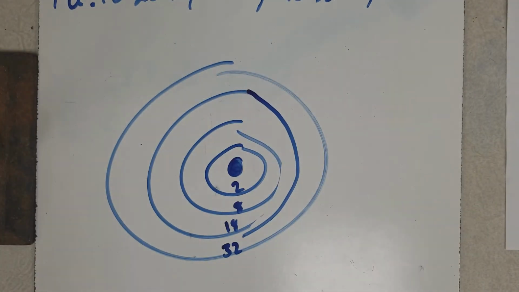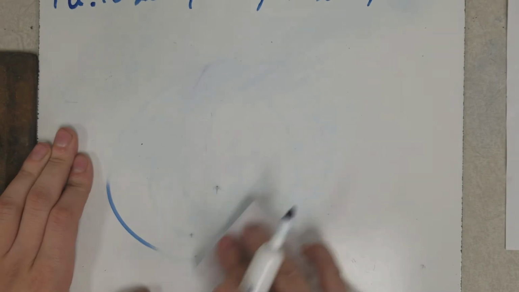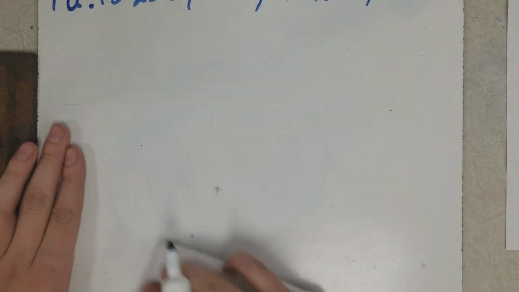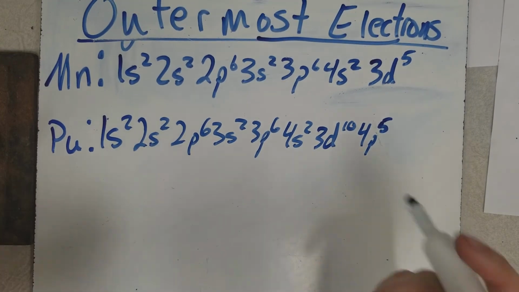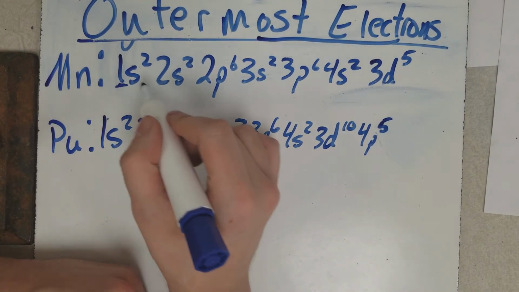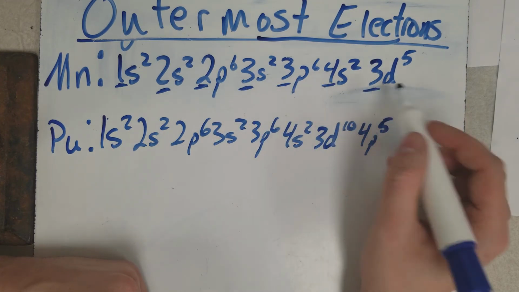To figure out the outermost electrons, when we look at the noble gas configurations, what we are going to do is find the biggest front number. What I'm talking about are these numbers out here in front of each one of our orbitals.